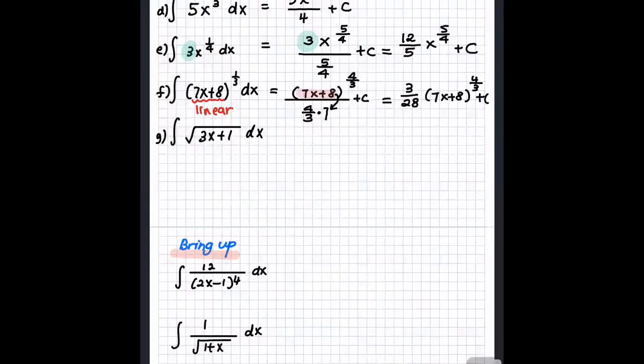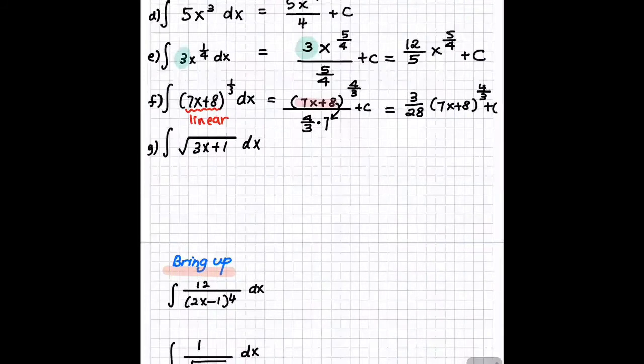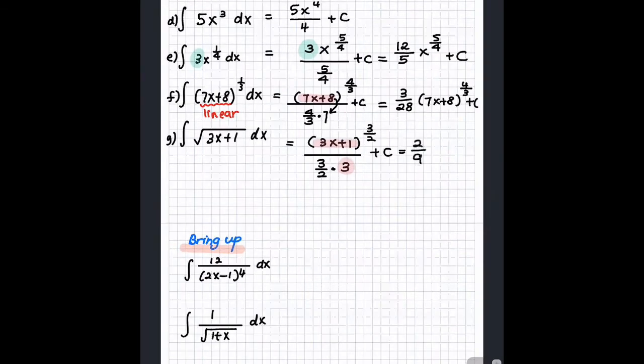Okay, last one. Kimberly, can you do the G for the class? Over 2, okay, divided by 3 times 3 over 2. Very good. Can you explain to the class how you got the 3? From the 3x plus 1. Yes, you differentiated, plus C. Simplify, please. 2 over 9. So leave it as it is, plus C.